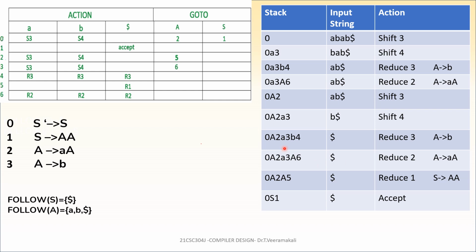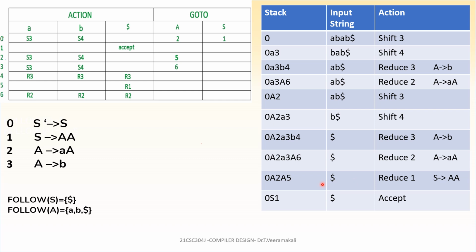So 6 will be added on the top of the stack. Now check 6 and dollar. 6 and dollar is reduce 2. The second rule is A tends to AA, capital A. Since we have two elements in the right hand side, four elements must be replaced at the top of the stack. What are the four elements? 6A, 3A. So that will be replaced with A. What is the next number we need? Compare the A and the previous value of A. 2 and then A. 2A is going to be 5. So 5 is added in the stack.